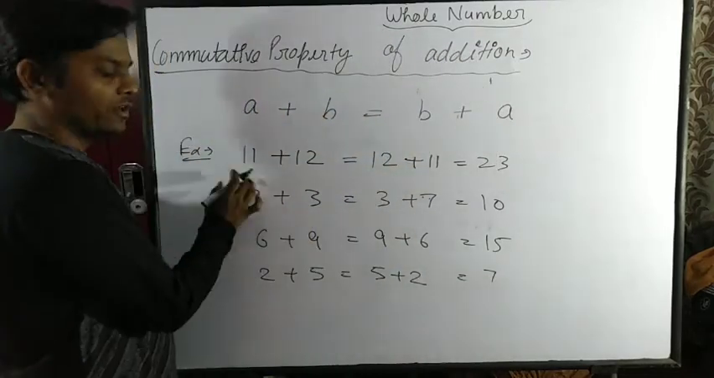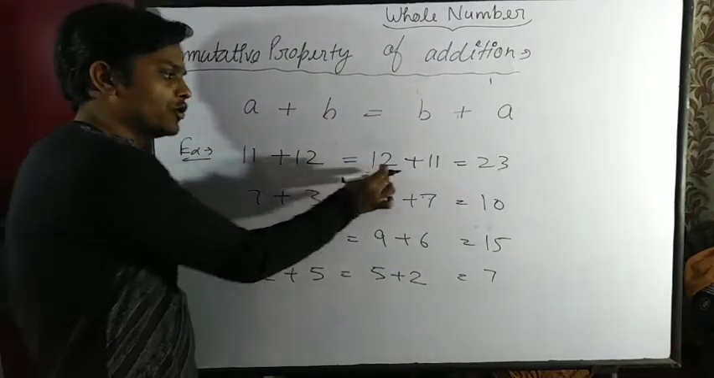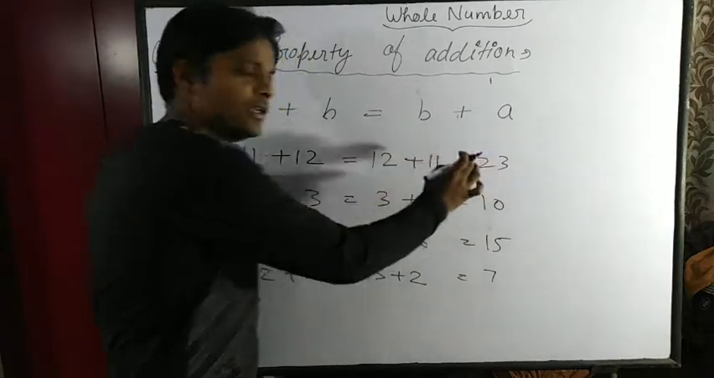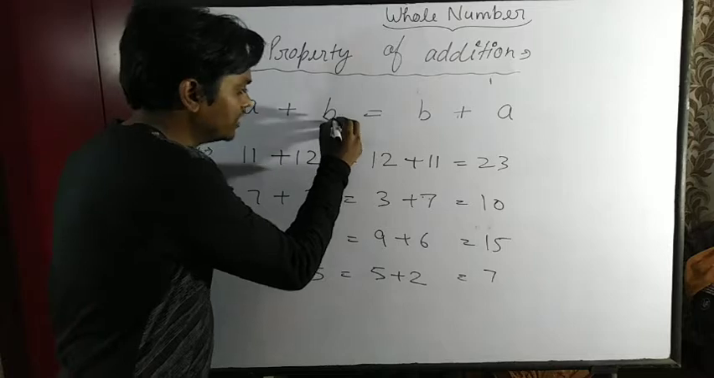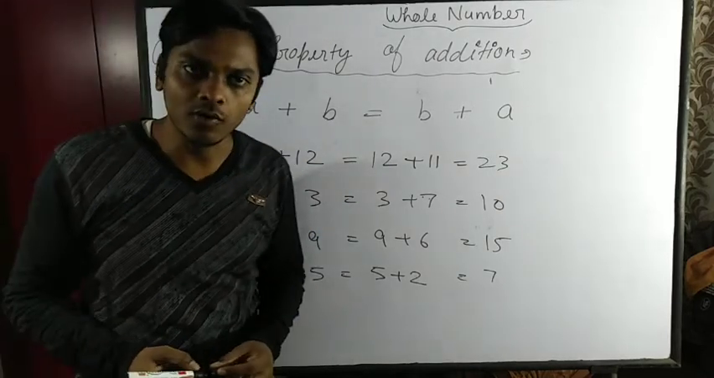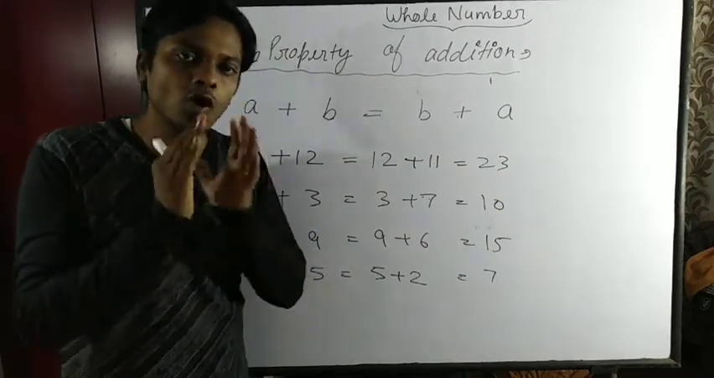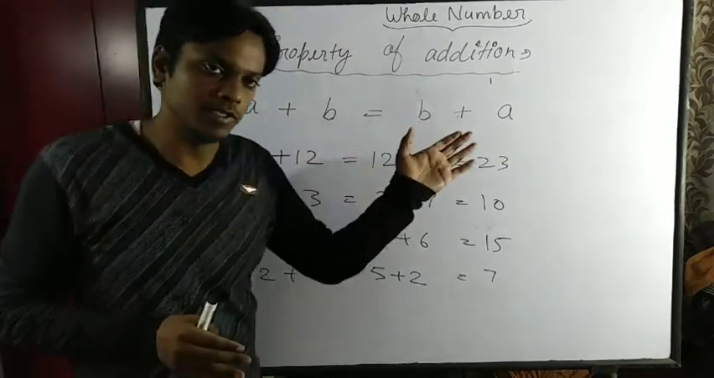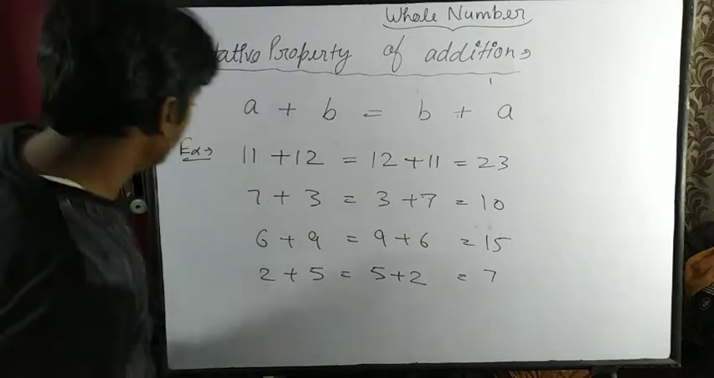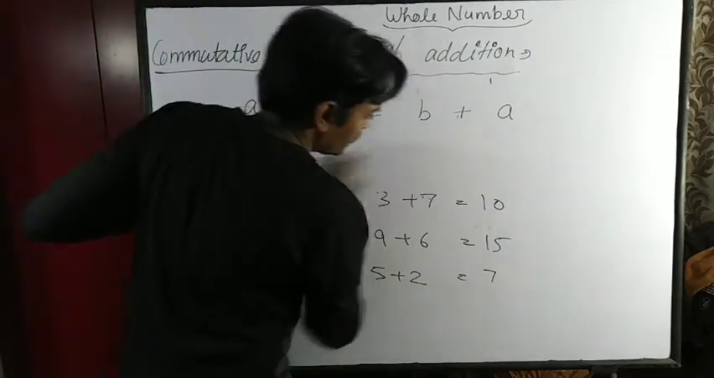Whether we take 11 plus 12 or 12 plus 11, it will always be 23. This is the commutative property. There is no effect of changing the order of whole numbers. The sum will always be the same in both ways, a plus b and b plus a. Okay, now we will see the next property of addition.